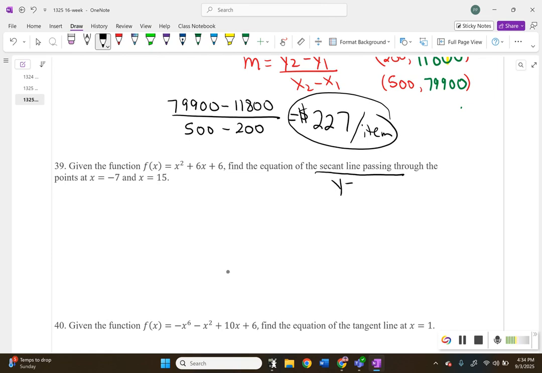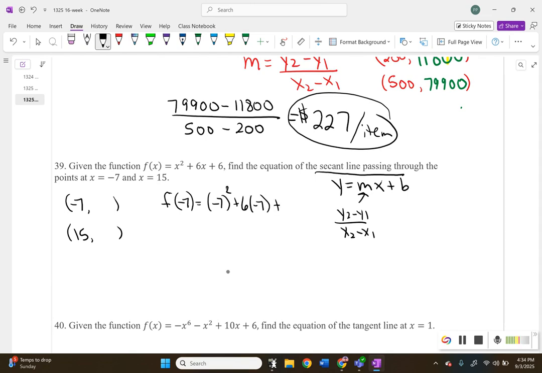So we're looking for y equals mx plus b, where our m is found using algebra: y2 minus y1 over x2 minus x1. We're given the two x values, -7 and 15. I'm going to plug them into this function to find what the y values are. So f of -7 is -7 squared plus 6 times -7 plus 6. And I'll do the same thing for 15, and I get 15 squared plus 6 times 15 plus 6.